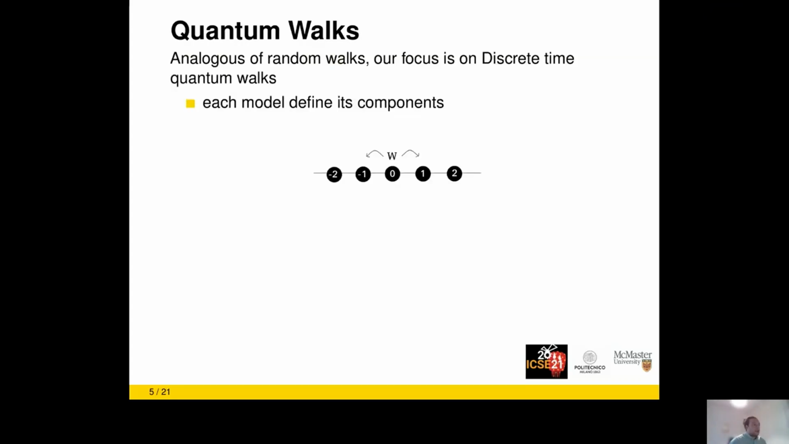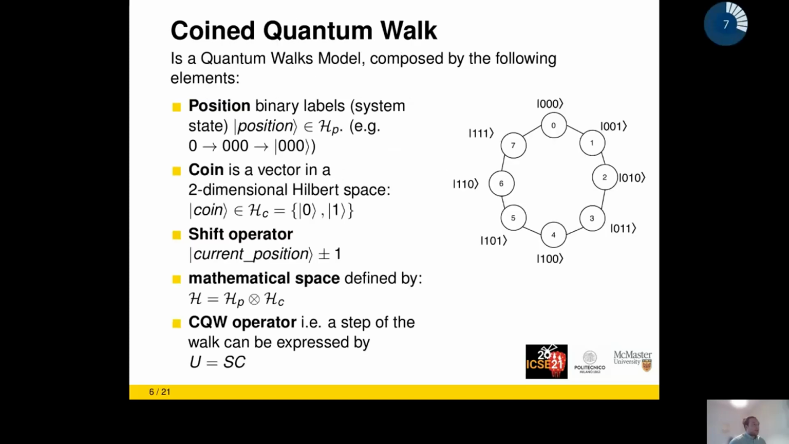Quantum walks are the analogous of random walks, and in literature we can find different models, each one defining its components in a different way, as we will see in this presentation. And so we can start with our first model, that is the Coined Quantum Walk. On the right, we can see the cyclic graph with 8 nodes and also the binary label.